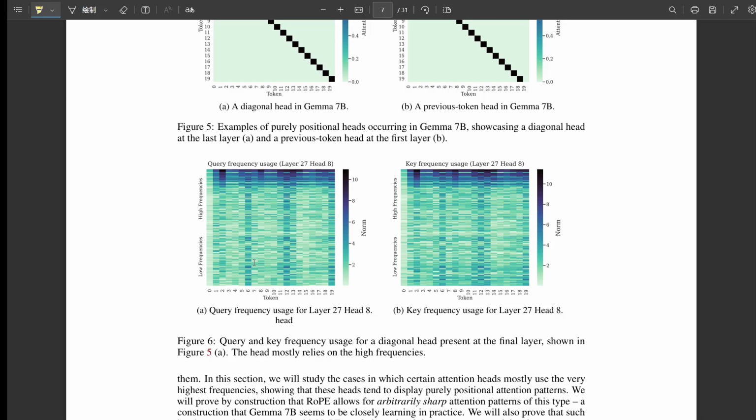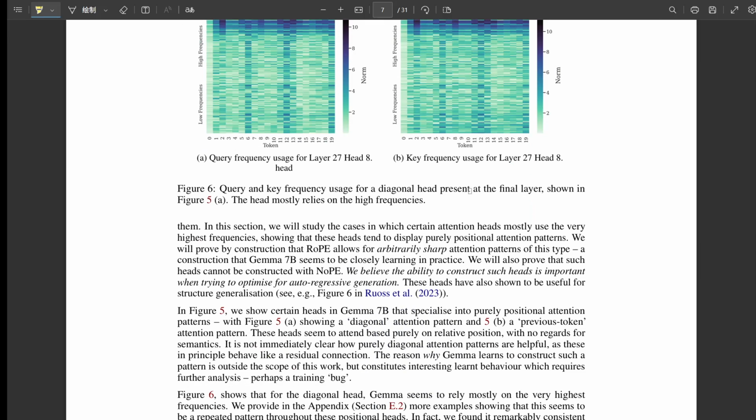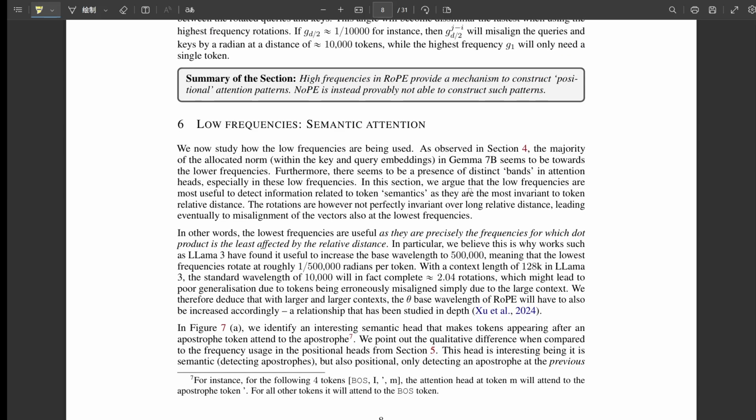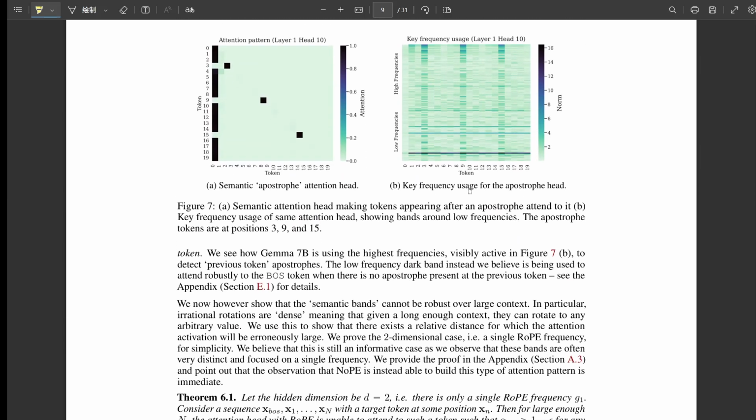But didn't the paper also raise a concern about those low-frequency semantic channels, especially over longer distances? Yes. Theorem 6.1. It argues that RoPE fundamentally struggles to create truly robust semantic channels over very long contexts. Why is that? It's down to the math of the rotations. They use irrational numbers, and these rotations become dense over long stretches. Think of it like the patterns get messy and unpredictable the further out you go.